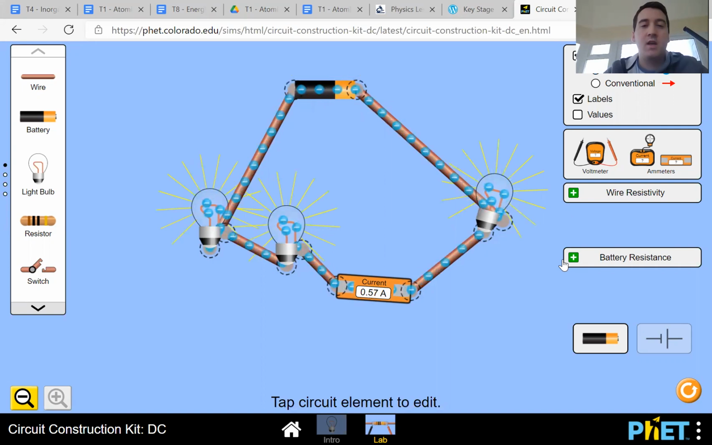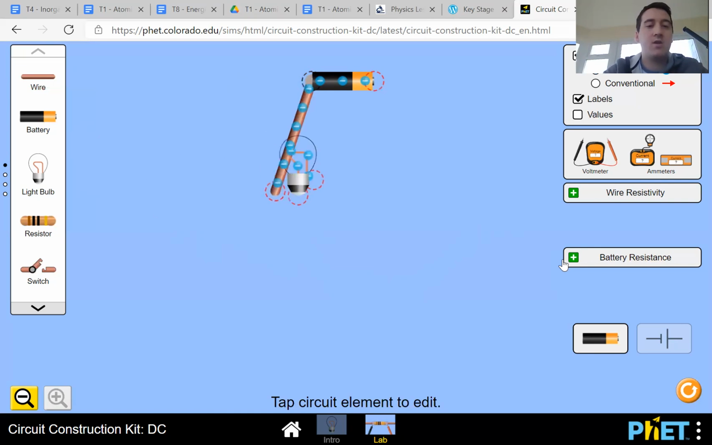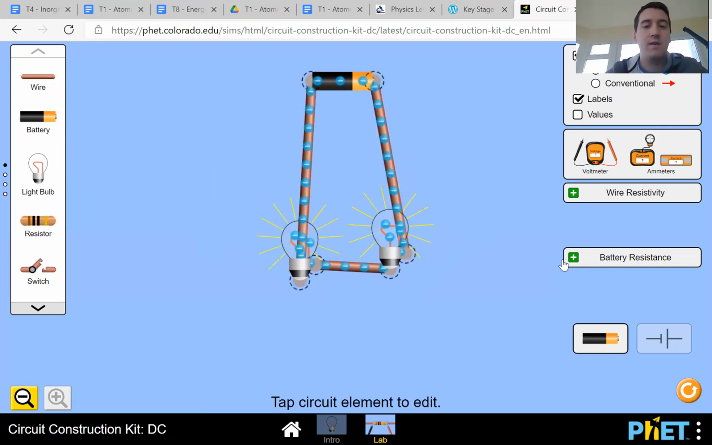Okay. Now, I'm just going to start again. So blank page, I did that by pressing this little replay arrow down in the bottom right corner. You can do the same. What we're going to do is build the same circuit again. We've got our battery, we've got our wire like this. We've got two bulbs. So there's bulb number 1, wire. This is bulb number 2. And here's my last wire. Okay. So we've got a circuit again.